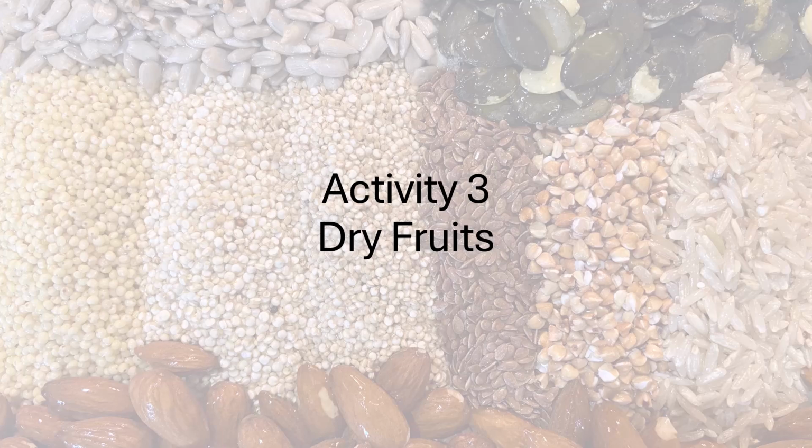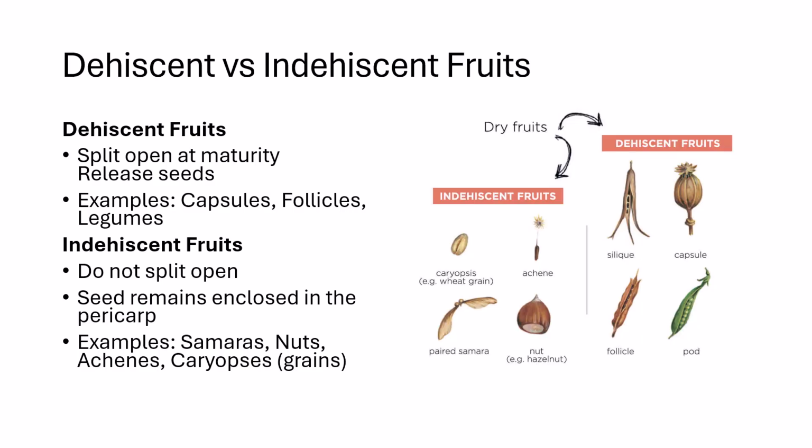In this activity, you'll examine several examples of dry fruits. Unlike fleshy fruits, dry fruits have a pericarp that becomes dry at maturity rather than soft and edible. Some dry fruits split open to release their seeds, while others remain closed and disperse with the seeds still enclosed inside the fruit wall. You will examine examples of both dehiscent fruits, which split open, and indehiscent fruits, which do not. Dry fruits can be divided into two major groups.